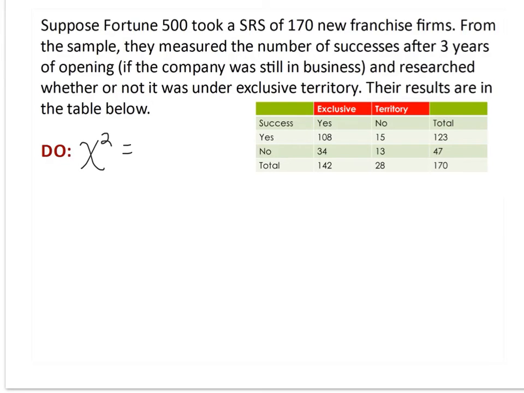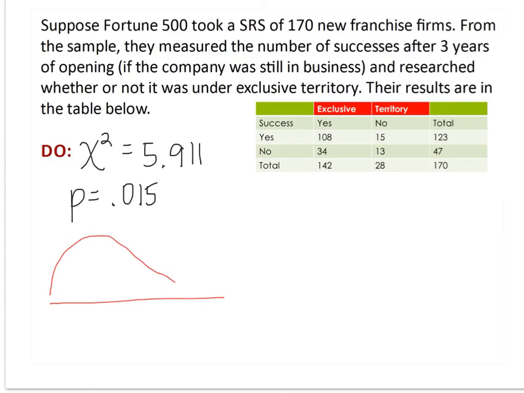The chi-squared value it should give you is 5.911, and the p-value it gives you is 0.015. If we draw my curve, what that's going to look like is my chi-squared is down here at 5.911, and then the p-value, or the little area shaded up here, is 0.015.